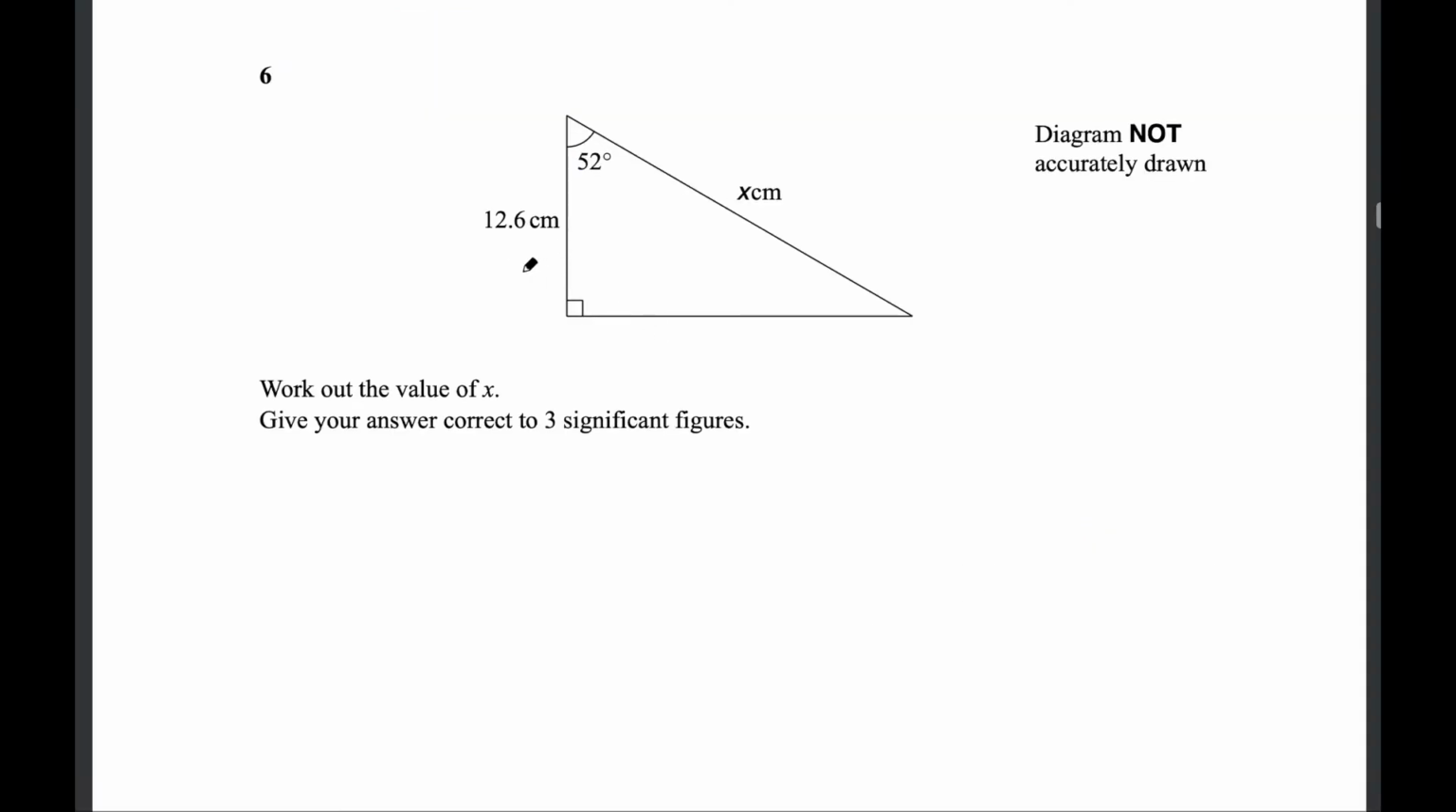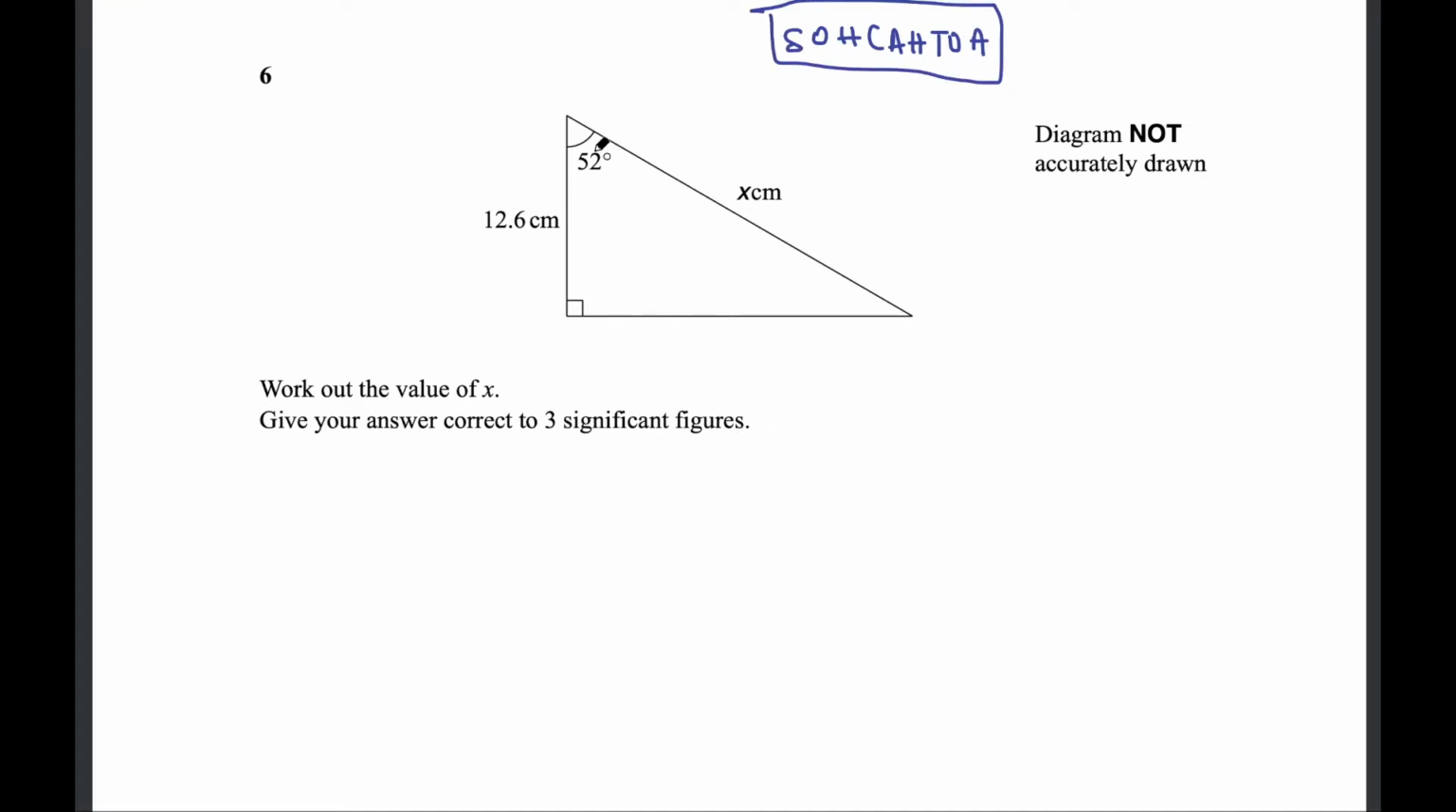Question 6 says work out the value of x. Give your answer correct to 3 significant figures. Here x is the hypotenuse of this right angle triangle. For this you're going to need your trigonometric ratios. One way to remember these is this mnemonic, SOHCAHTOA. So sine is opposite over hypotenuse, cosine is adjacent over hypotenuse, and the tangent ratio is opposite over adjacent. Hopefully you've seen that before.